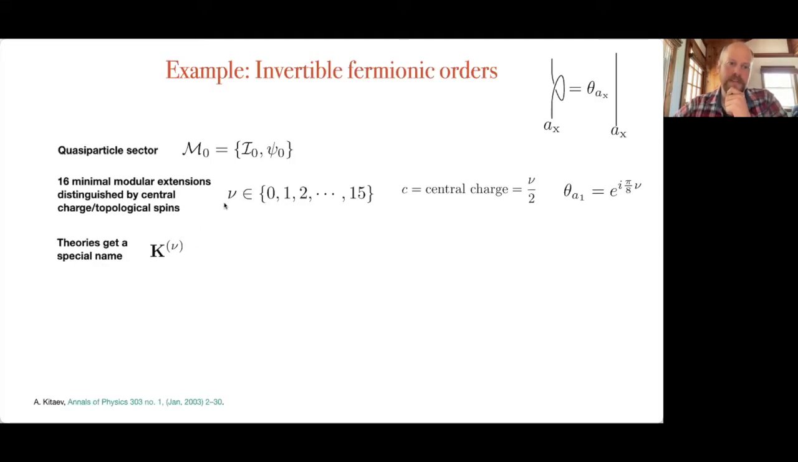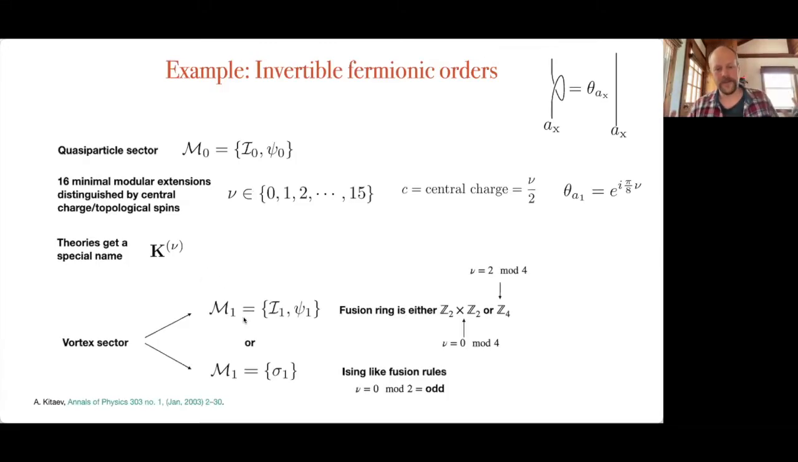Each theory will be labeled by this nu, which is related to central charge by division by 2. And all 16 of these theories are distinguished by the topological spin of their vortices. So their vortices all have the same topological spin within a given theory. And that topological spin, which is the eigenvalue under a 2 pi rotation, distinguishes which of these nu we actually have. Okay, now what do those theories look like?